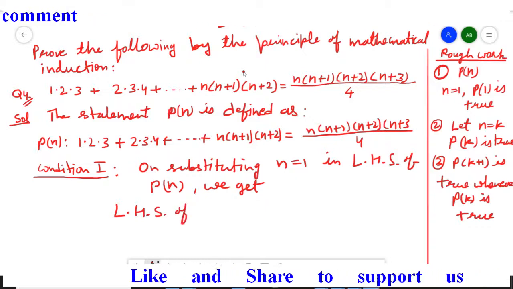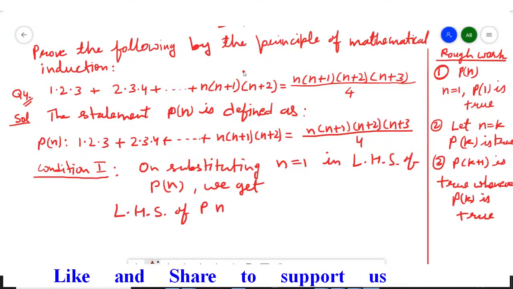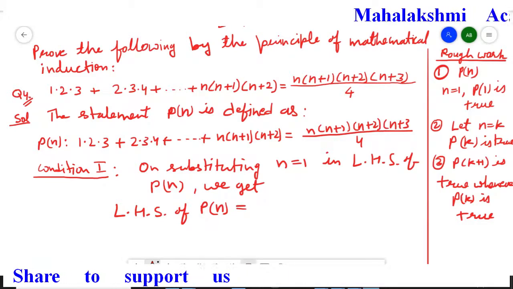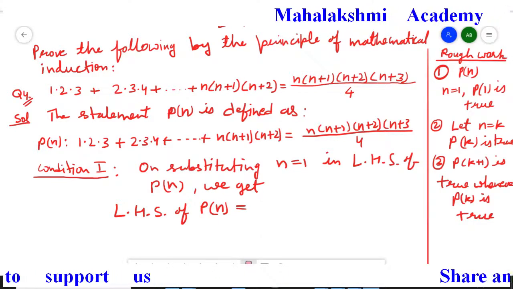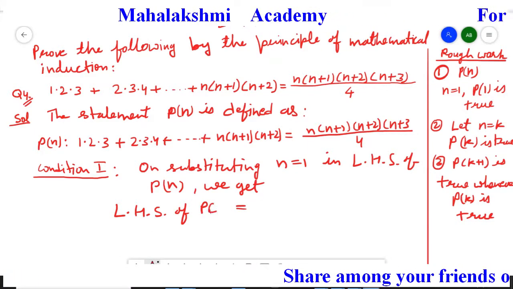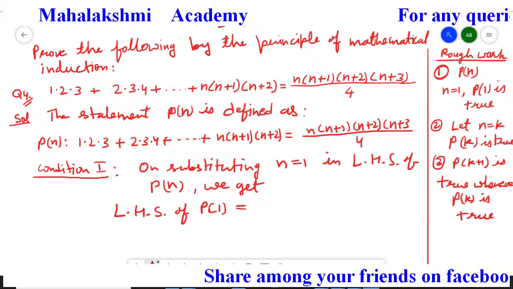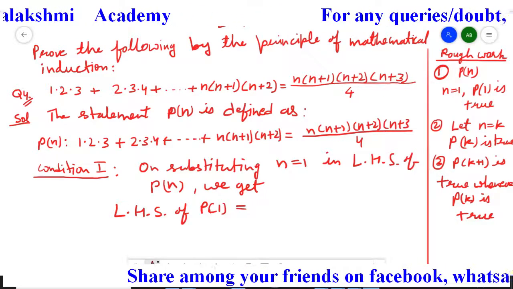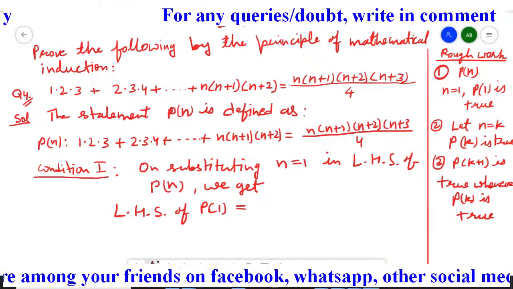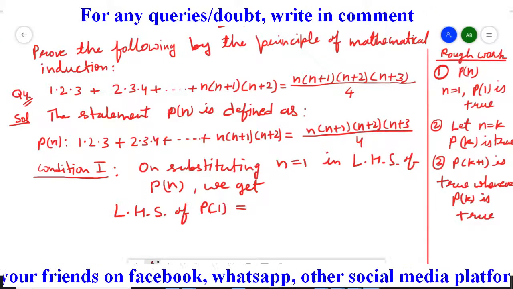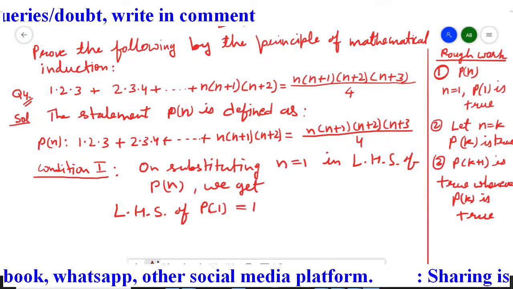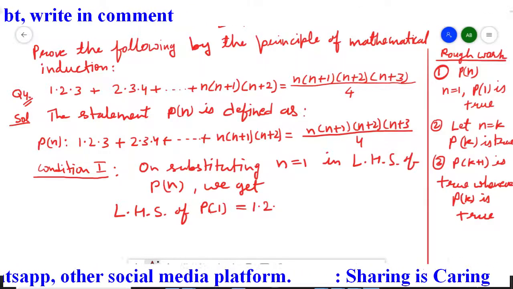left hand side of Pn is equal to, so instead of n, what do we have to substitute? 1. So we will erase it, because instead of n we have to substitute 1. So students, when we have only 1, it means only the first term. So what is the first term here? 1 dot 2 dot 3. So we write here P1 is equal to 1 dot 2 dot 3.